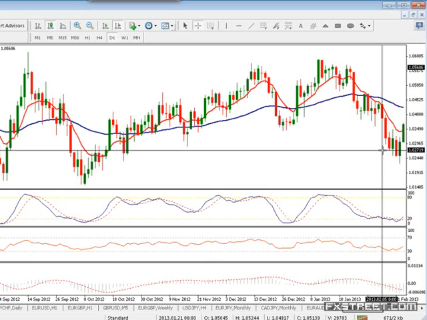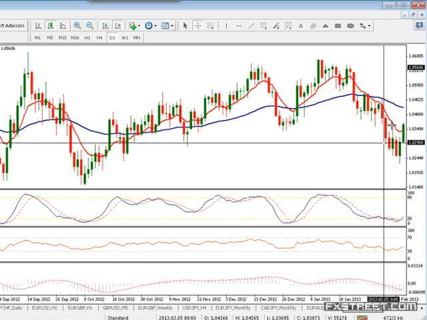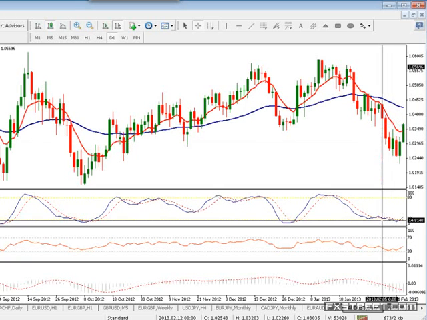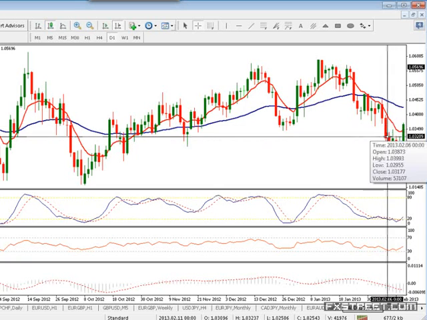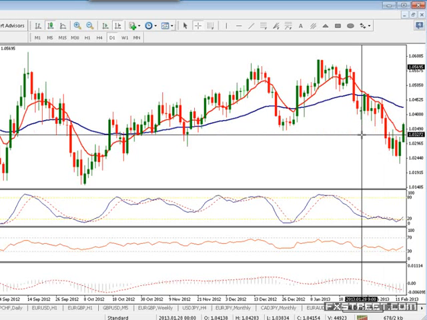Your stochastic has moved from the oversold area of 20 and started moving up. The lines have crossed over. The price has broken a moving average. It has closed above a moving average, and this looks good for a long. Let's go long. Isn't this exactly what the textbooks say?